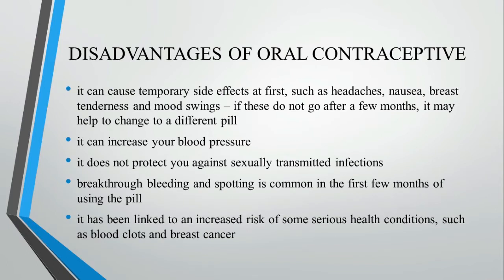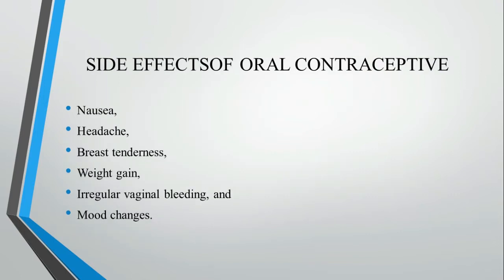Disadvantages of oral contraceptive. It can cause temporary side effects at first, such as headaches, nausea, breast tenderness, and mood swings. It can increase your blood pressure. It does not protect you against sexually transmitted infection. Breakthrough bleeding and spotting is common in the first few months of using the pill. It has been linked to an increased risk of some serious health conditions such as blood clots and breast cancer. Side effects of oral contraceptives include nausea, headaches, breast tenderness, weight gain, irregular vaginal bleeding, and mood swings.